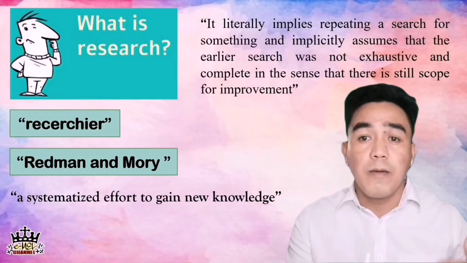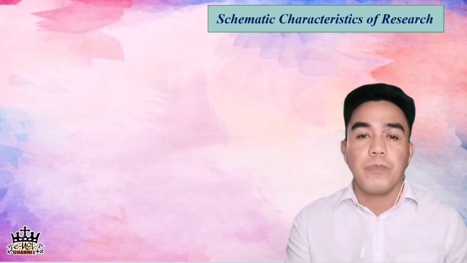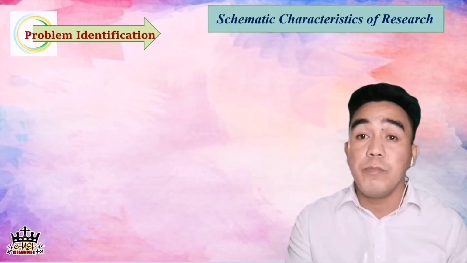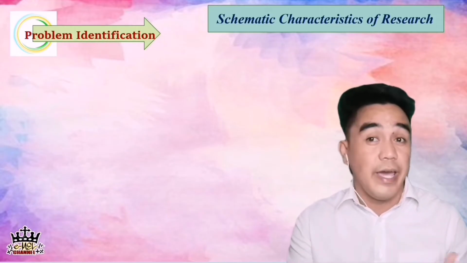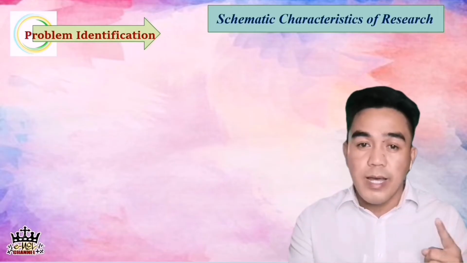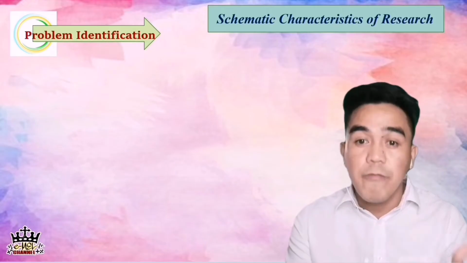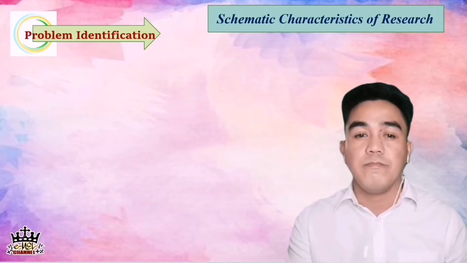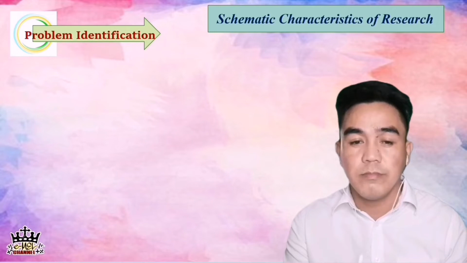Now let us have the schematic characteristics of research for us to be guided on what will be the content of the research. First, the problem identification. Of course, whatever the specific goal of research, the focus should be on sound research designs and practices. Remember that we are doing research to provide new information, verify previous information, or modify existing information. All of these are meant for the benefit of everyone.